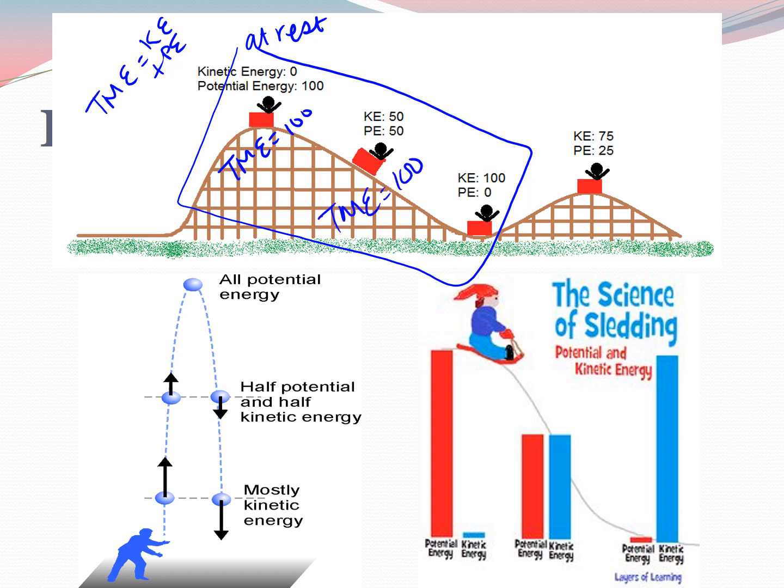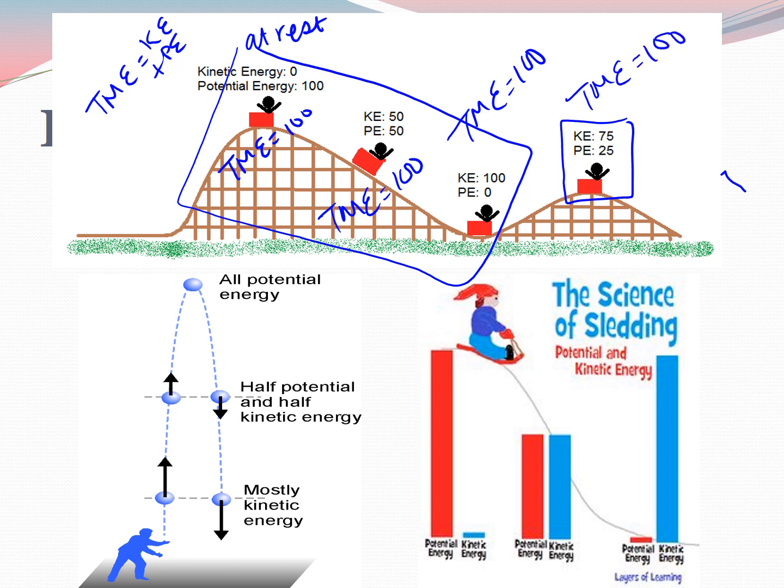50 plus 50, 100. At the very bottom point, we see that we have total kinetic energy. It keeps increasing, but our potential is 0. We have no potential energy. At this point, our TME continues to be 100. And KE at this point starts to decrease again, and we're starting to get a little bit more potential. But even at this point, our total mechanical energy is still 100.